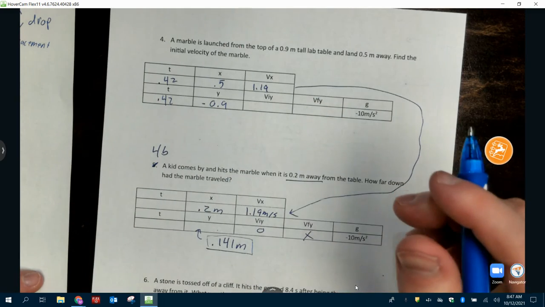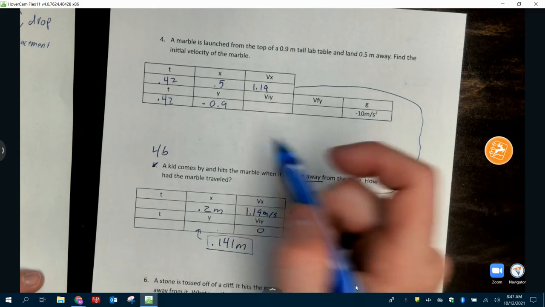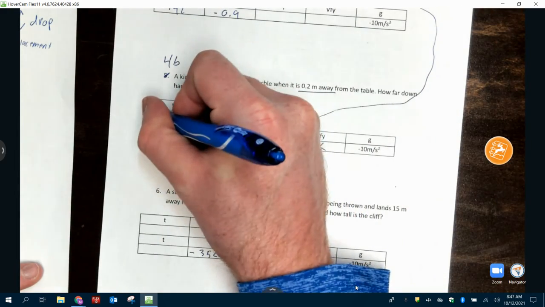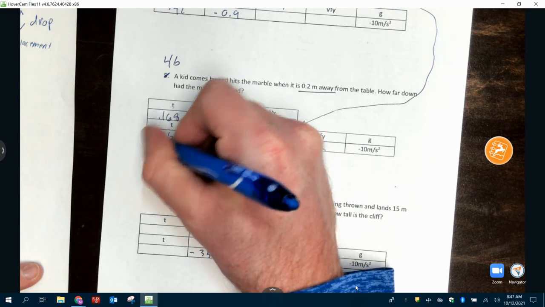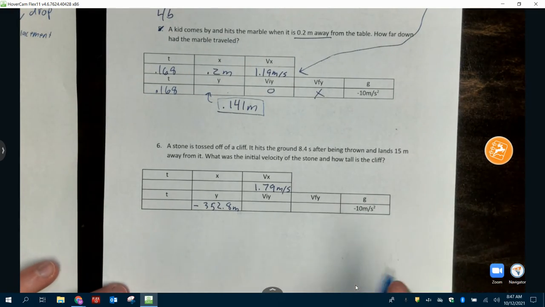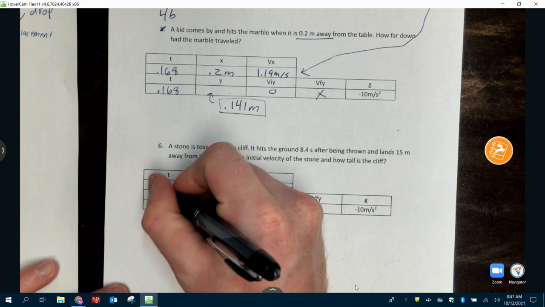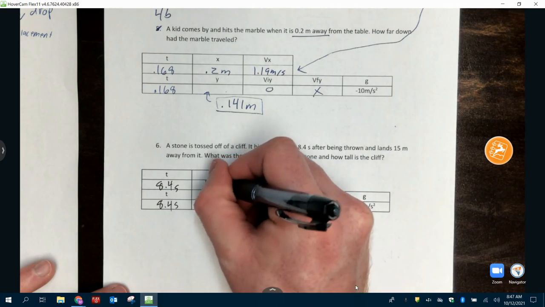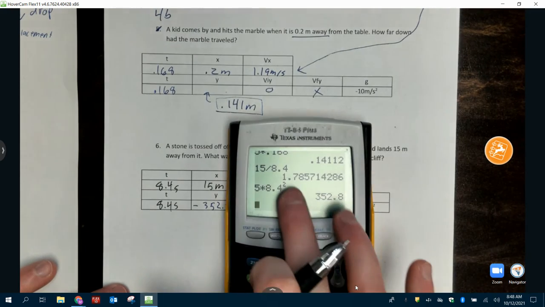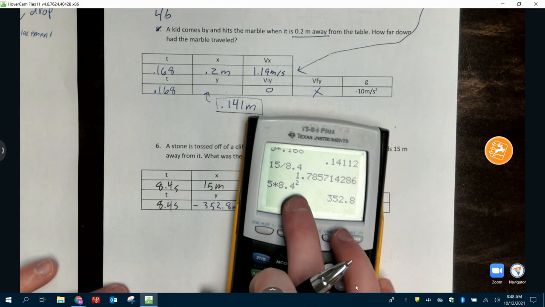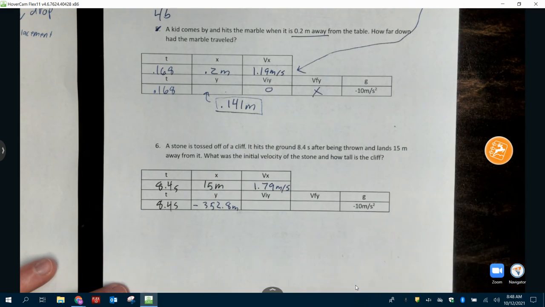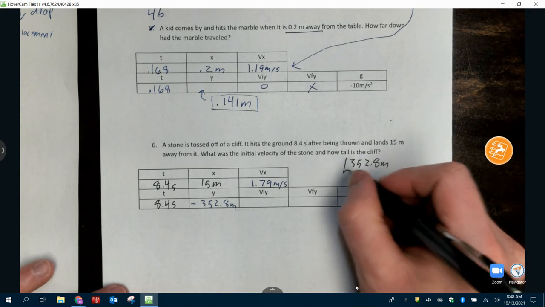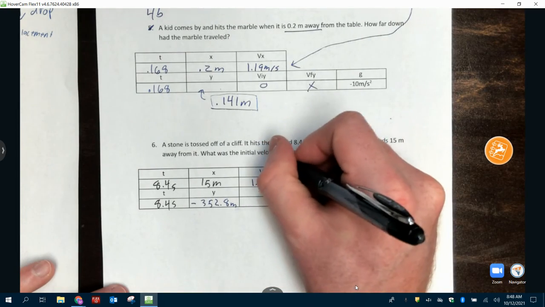Oh, I did it the other way. I'll work backwards. Anyway, here we should get 0.168. And down here, those are the final answers, but we started with 8.4 seconds for both. We got 15 meters away. So to get this number, I took 15 divided by 8.4. And to get y, I did 5 times 8.4 squared. That should be a negative. When it wants to know how tall the cliff is, it's 352.8 meters tall, not negative. And the initial velocity was 1.79 meters per second.